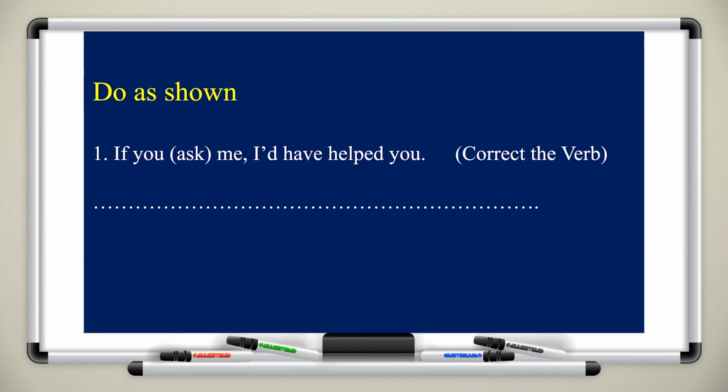So let's take a look at some of the do as shown. So you need to change the verb in brackets into the correct tense, okay? If you ask me, I'd have helped you. So you have I would have helped you, right? So ask has to be in the past perfect. So it becomes, if you had asked me, I would have helped you.